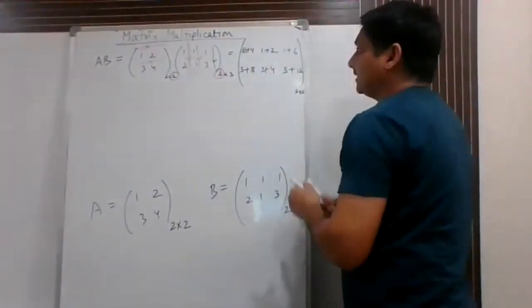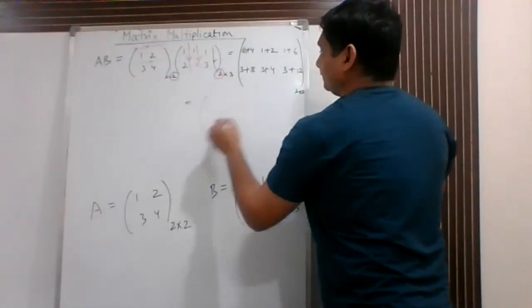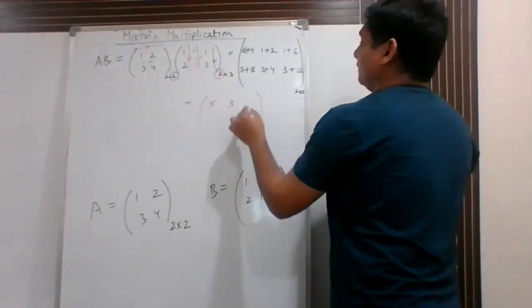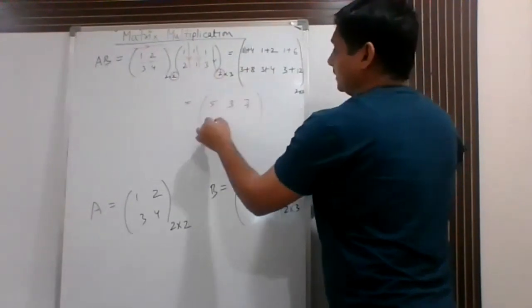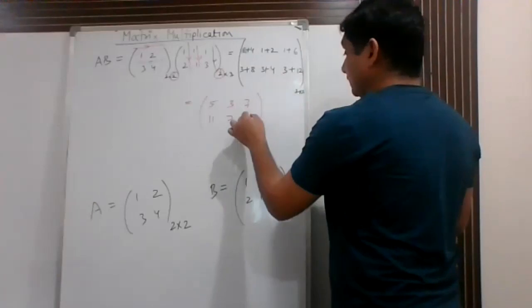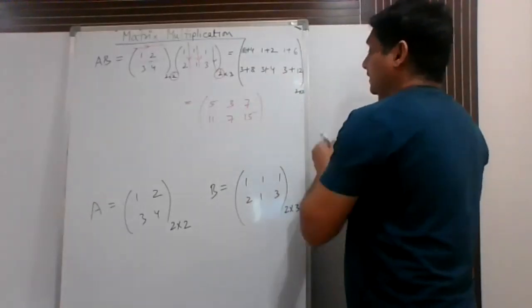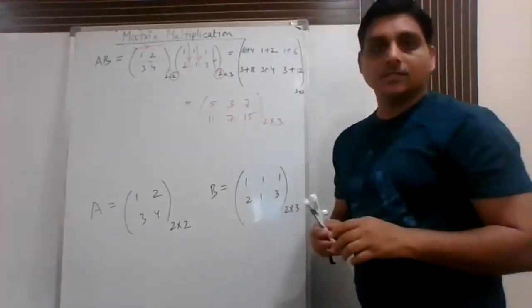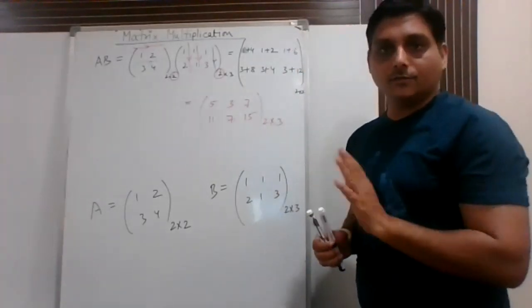So finally, you will get this as 5, 3, 7, 11, 7, 15. And its order is 2 cross 3. So this is how we can perform multiplication of two matrices.